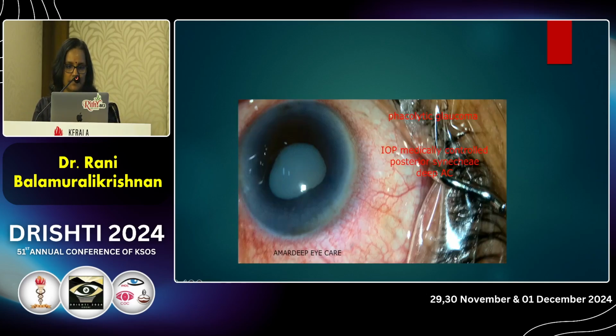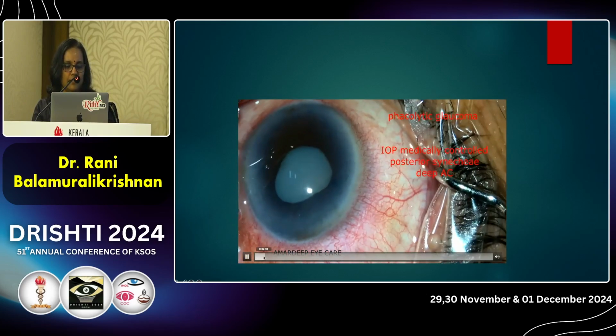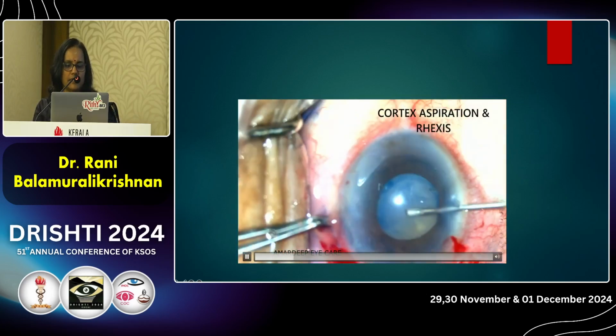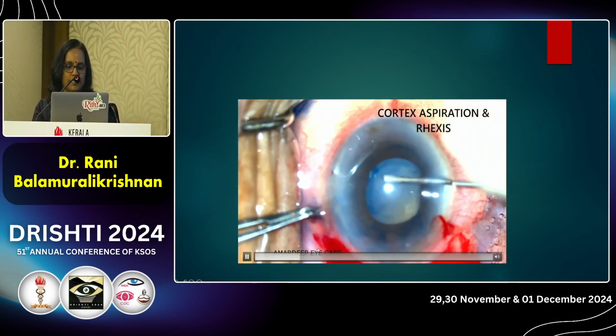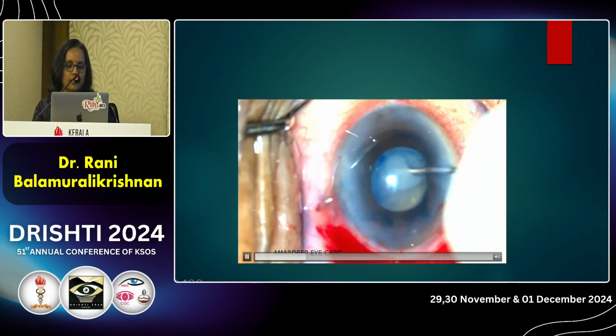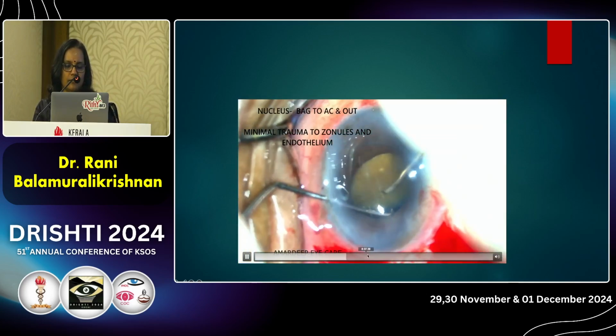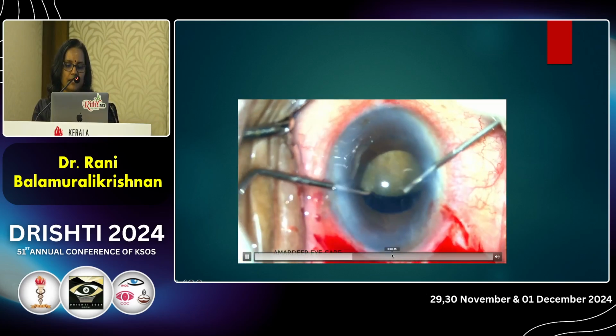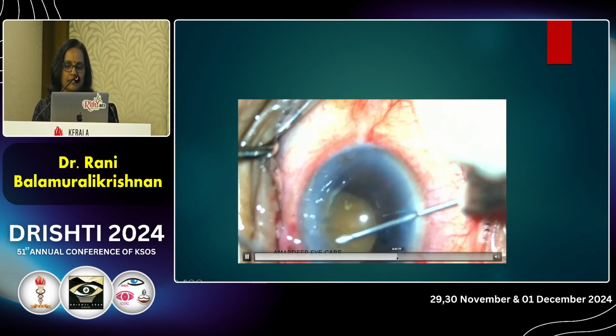The surgery is done. This is another case of phacolytic glaucoma, and we have now planned a small incision cataract surgery. Just like any other case, we could get a good CCC. So the lens is delivered into the anterior chamber, and with the help of a vectis, it is delivered out.